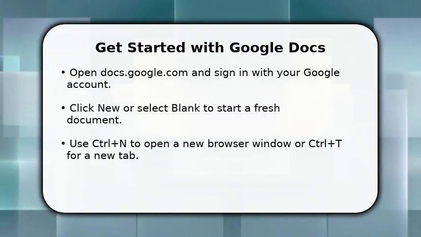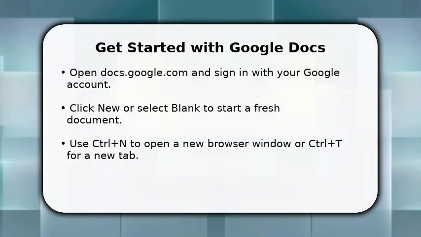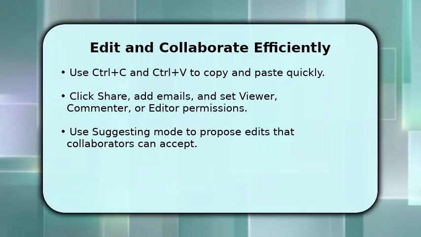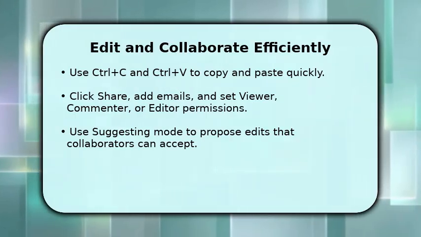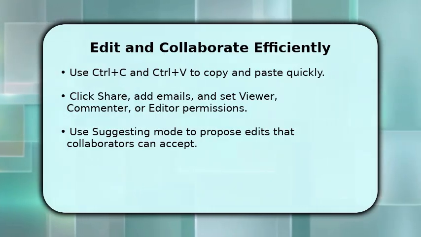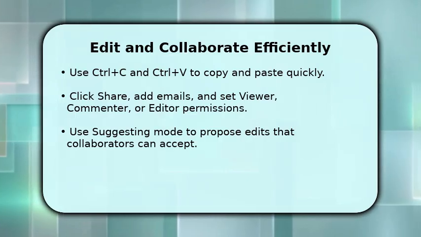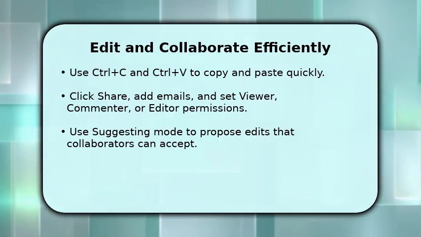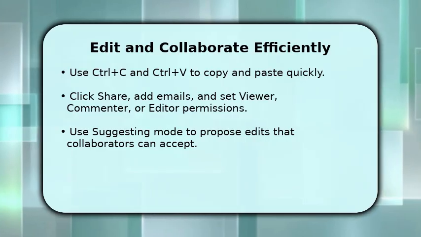Type directly into the document to see live formatting and autosave in Drive. Use Ctrl+C and Ctrl+V to copy and paste quickly, preserving basic formatting. Highlight text, then use the toolbar to change font, size, color, and alignment. Click Insert to add images, tables, links, and page numbers.